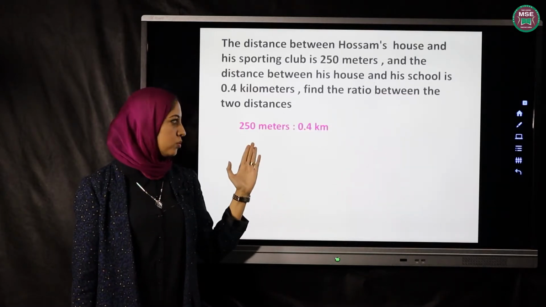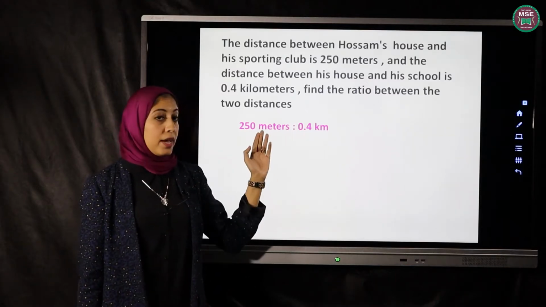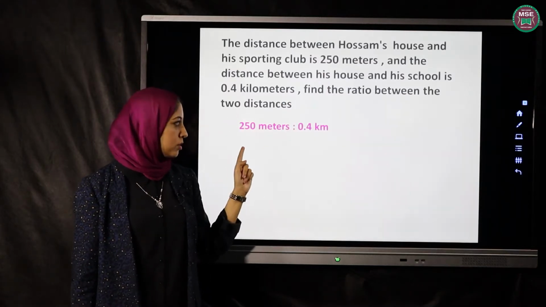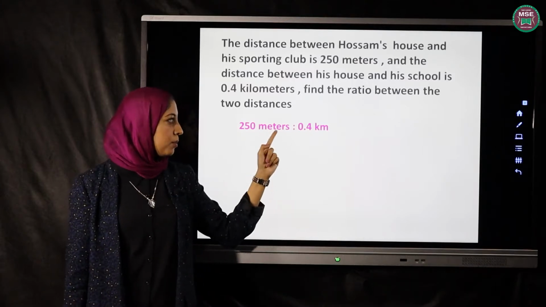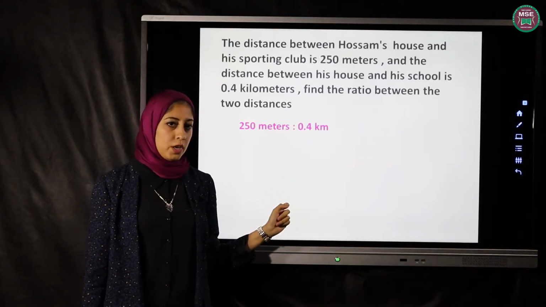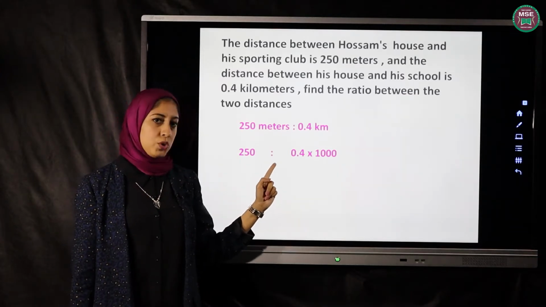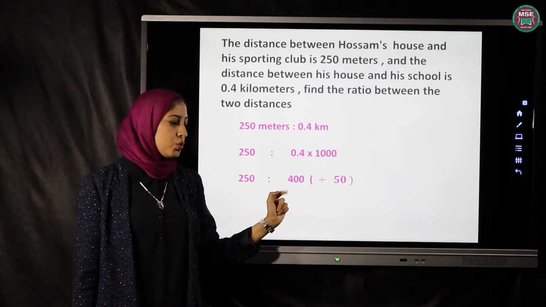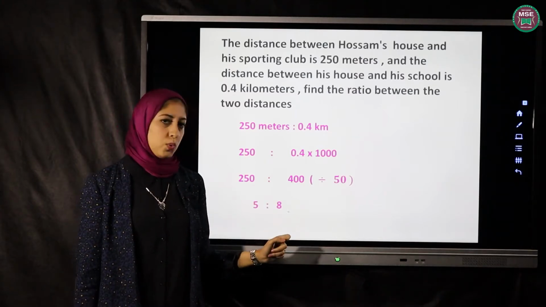First, I will write my ratio, 250 meters to 0.4 kilometers. And don't forget also the order. Here I have the meters first, then the kilometers. I write in my answer the same order. I will go to the bigger unit. Which is the bigger, meters or kilometers? Kilometers. So to change from kilometers to meters, I will make times 1000. 250 stays the same to 0.4 times 1000. 250 to 400. Then divide by a common number, divide by 50. It will be 5 to 8.